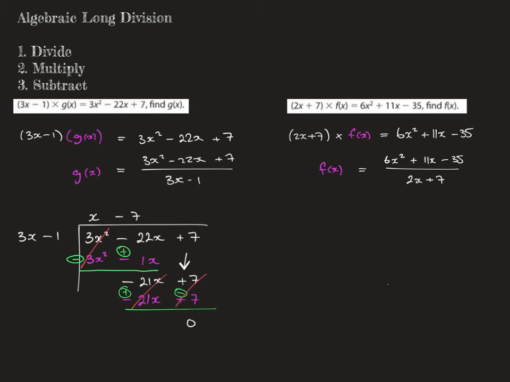Okay, so we'll lay that out now. So 6x squared plus 11x minus 35 is all being divided by 2x plus 7.